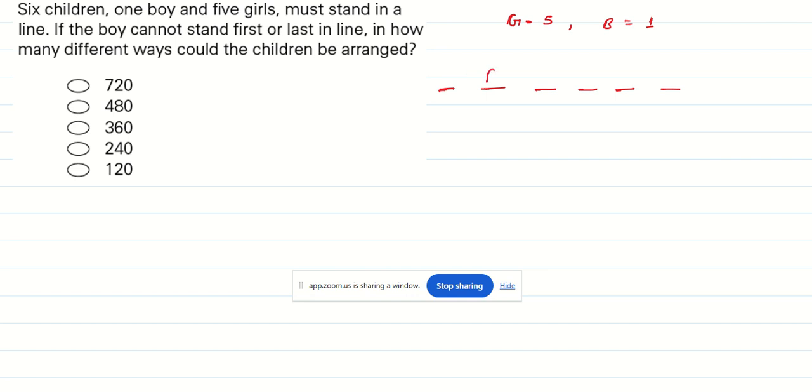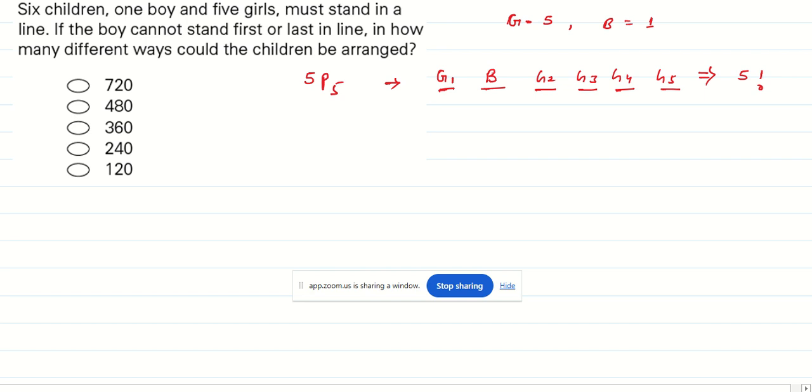The boy can sit here. If the boy is here, in how many ways can the girls sit? There are 5 girls, G1, G2, G3, G4, G5. Can I say 5 factorial ways? They can arrange among themselves, which means 5P5. If the boy takes the second position, the girls can sit in 5P5 ways, because there are 5 girls and 5 slots.